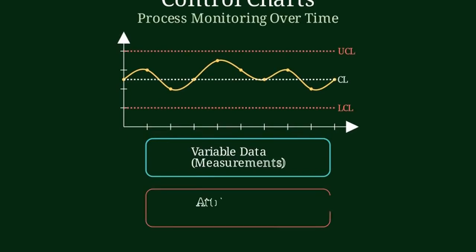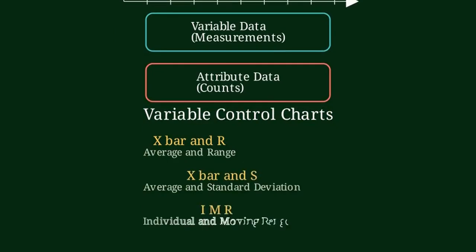There are two main categories of control charts. Variable charts are for measurements like weight, length, or time. Attribute charts are for counts, like defects or failures. Let's start with variable control charts.